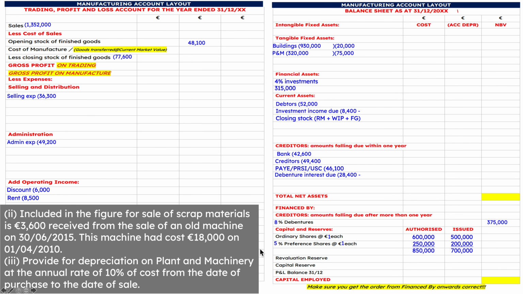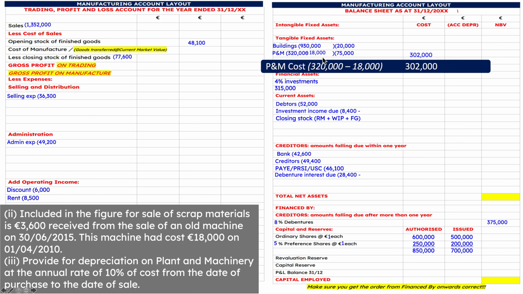Now what we'll do is we will fix the cost of the plant machinery. So from 320,000 there, we will minus 18,000. So our new cost at the end of the year is going to be 302,000. And that's after the 6th month. So after the 6th month during the year, they sold that old one. So the new cost after the 6th month was 302,000 up here.